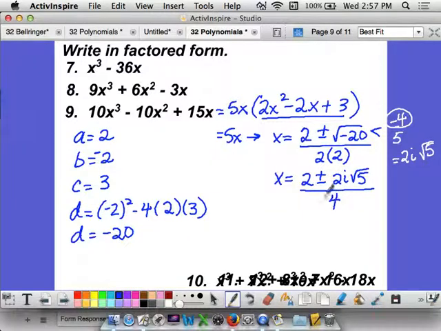Since all 3 of these numbers that make the little triangle are divisible by 2, I divide out the 2. And I have x equals 1 plus or minus i square roots of 5, all divided by 2. I'm dividing everything by 2. So here are these answers here. Another thing to look for that I didn't mention before is that my highest exponent, or my degree, is 3. That tells me I'm going to have 3 answers.